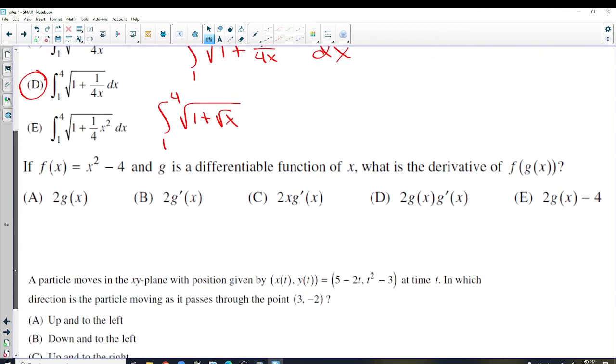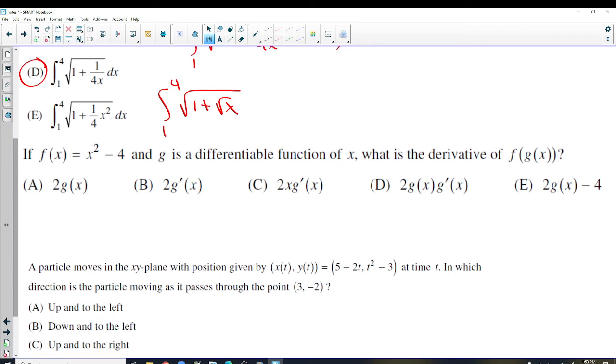Here we go. If f of x is x squared minus 4 and g is a differentiable function of x, what is the derivative of f of g of x? Well, that's f prime of g of x times g prime of x. So we do the chain rule. That's the definition of the chain rule right there. Take the derivative of the outside, leave the inside alone, multiply times the derivative of the inside.